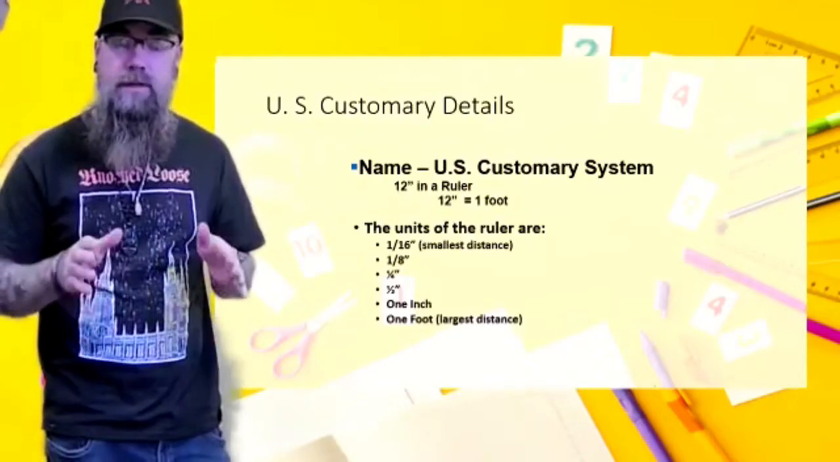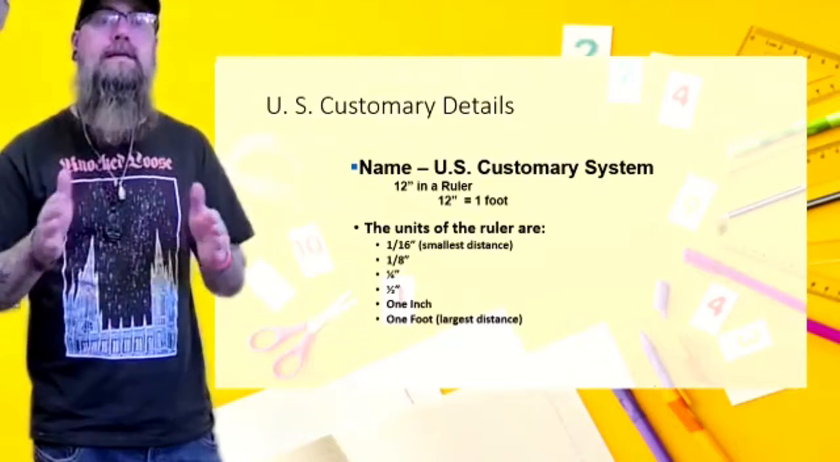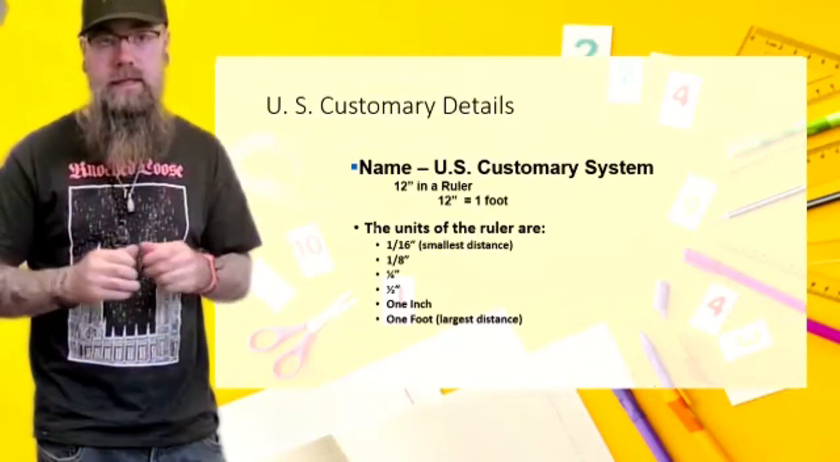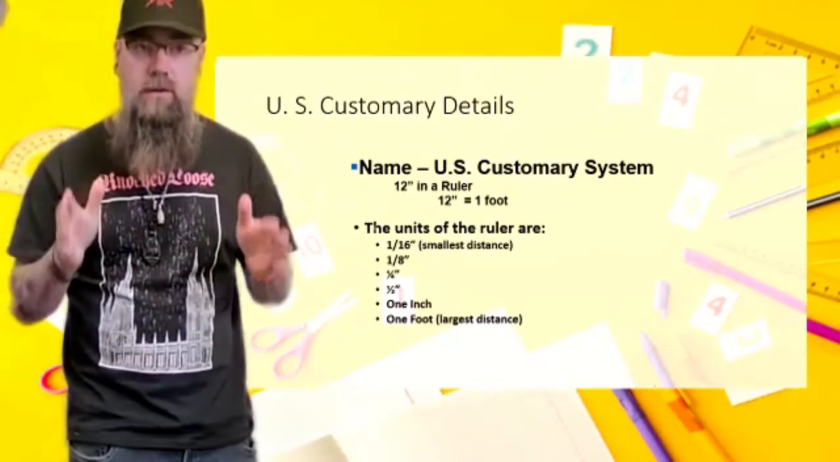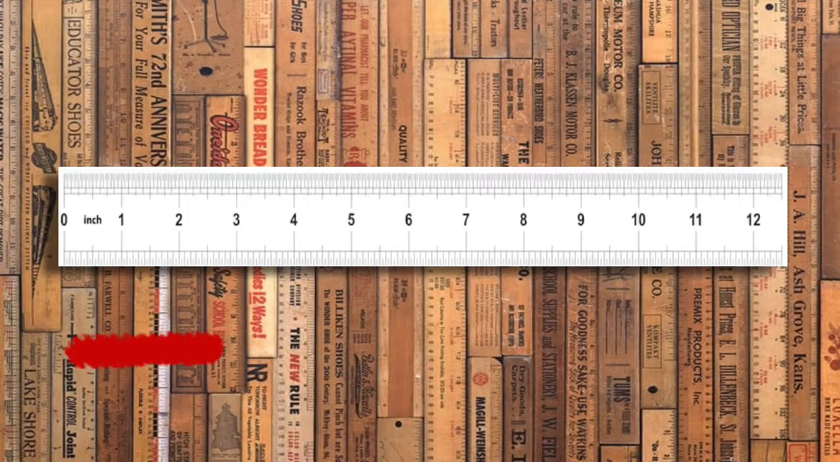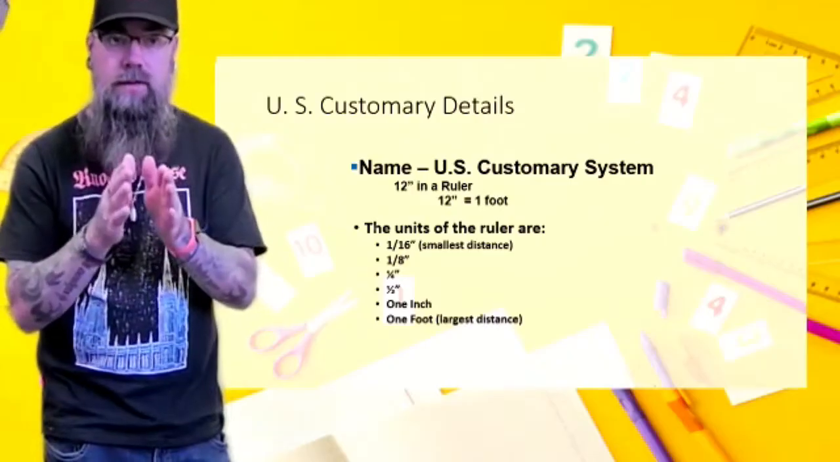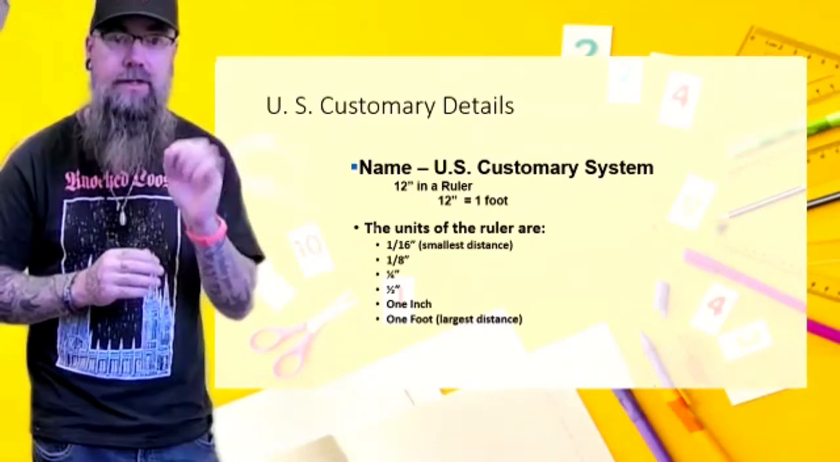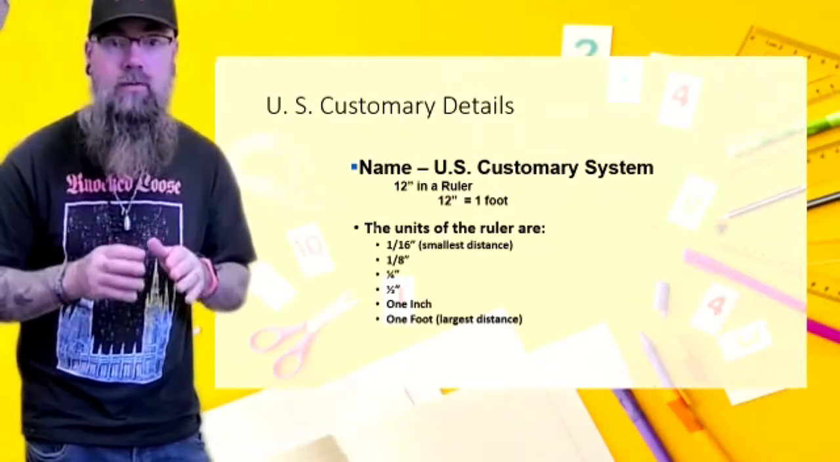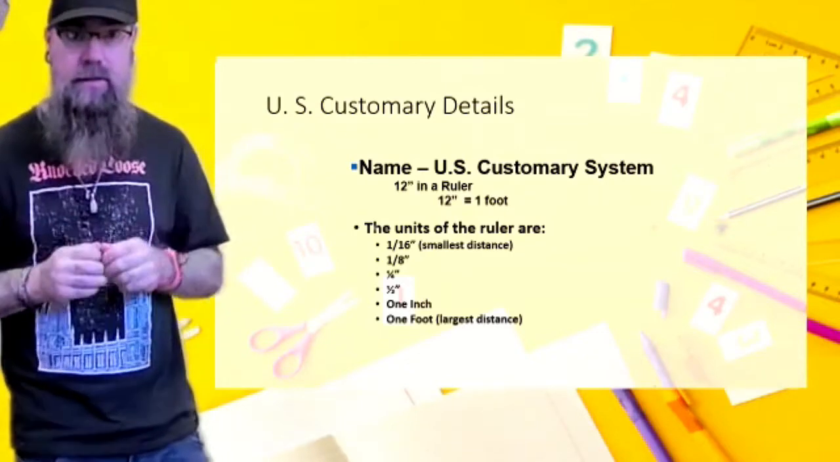So the metric system is pretty easy to understand. It's always based in units of 10. The US customary system is based on the 12-inch ruler. So it's units of 12. We have 12 inches on that ruler. That's going to equal 1 foot. But let's start with the smallest. We're going to be talking about fractions of an inch. So when we look at a ruler, we're going to be dealing with these measurements.